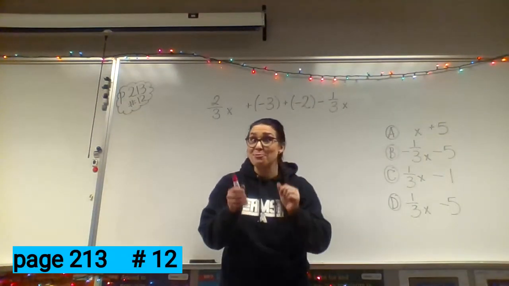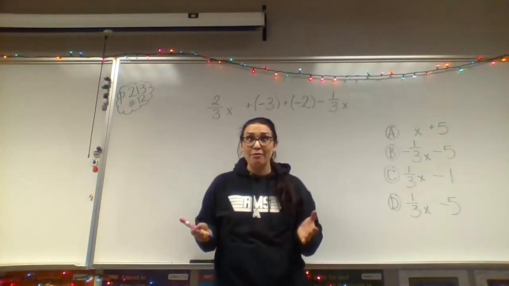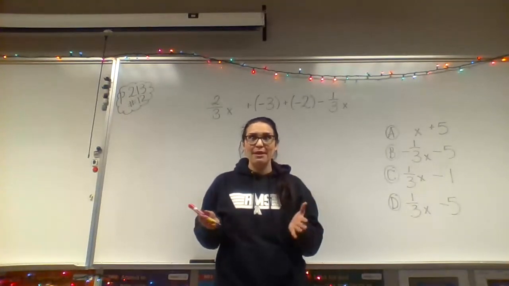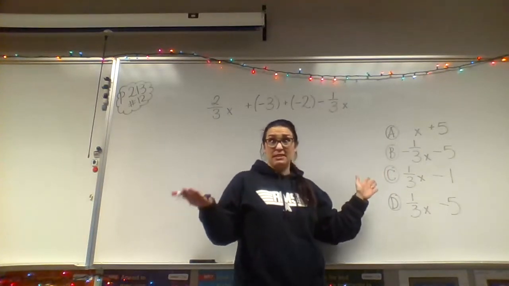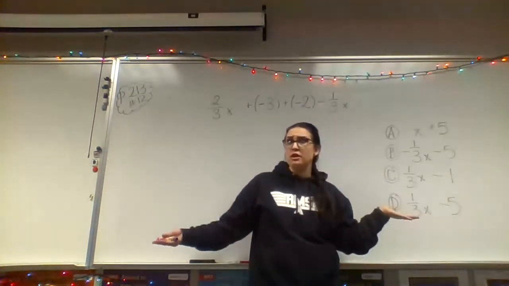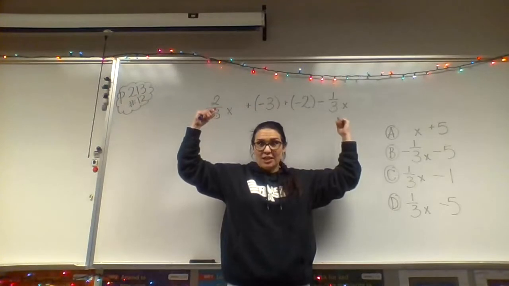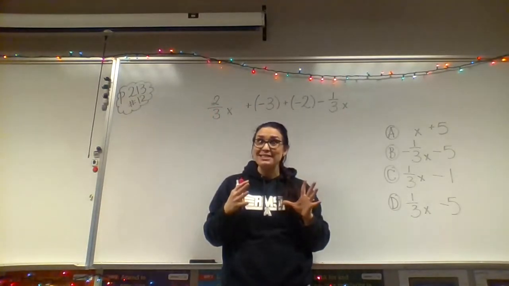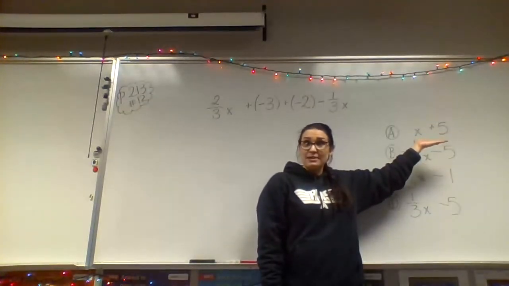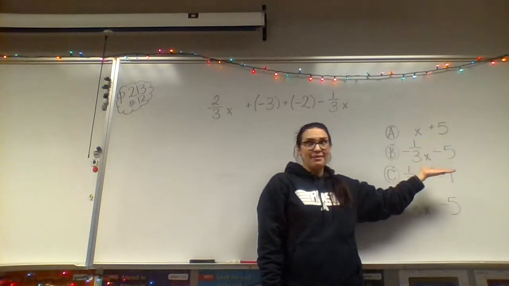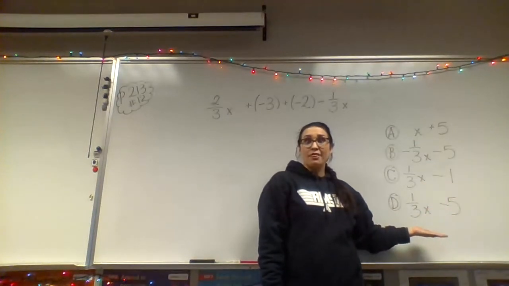All right, my friends, so there's one more problem that I'd like to look at together. This is on page 213, and it's number 12. The neat thing about this problem is that it gives us 4 different possible equivalent expressions that have been simplified, right? So I don't know, one of these could maybe possibly be the right answer. So what we're supposed to do is take this big, long expression. We want to combine those like terms to simplify it. And then we want to see, is that equivalent to 5 plus x, 1/3 x minus 5, 1/3 x minus 1, or 1/3 x minus 5.